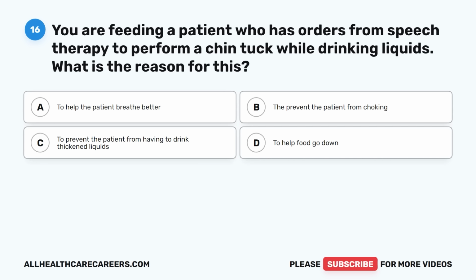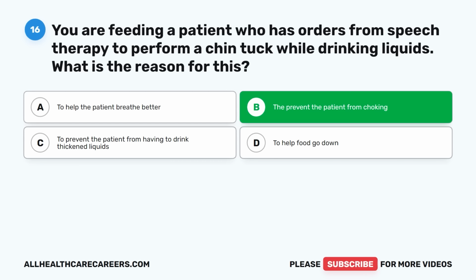You are feeding a patient who has orders from speech therapy to perform a chin tuck while drinking liquids. What is the reason for this? A. To help the patient breathe better. B. To prevent the patient from choking. C. To prevent the patient from having to drink thickened liquids. D. To help food go down.